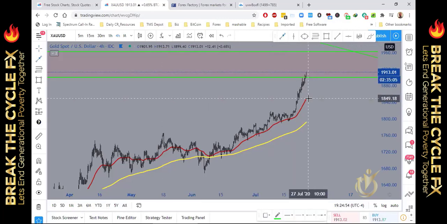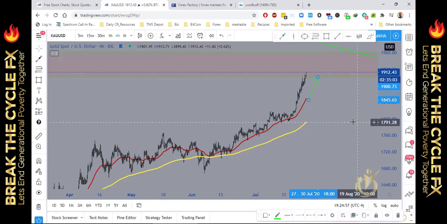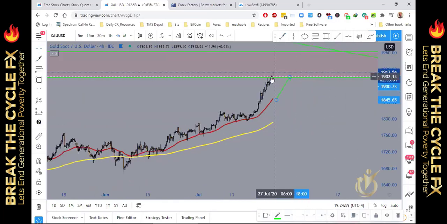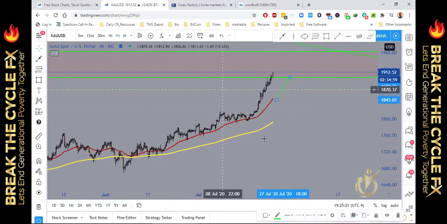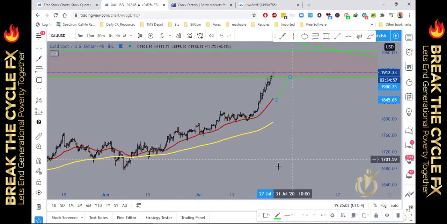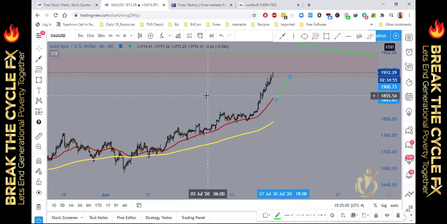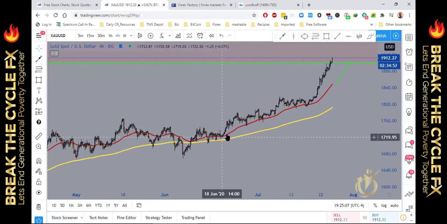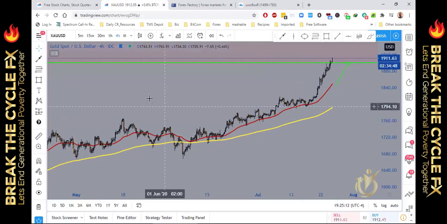Wait for it to pull back and hit the 50 and see what it does. Okay? You'll make more money waiting for it to come back to your EMAs. Wait for it to come back to the EMAs. If it doesn't break the EMAs, then you know you're still going north. If it does break, then you know you're going to go bearish.